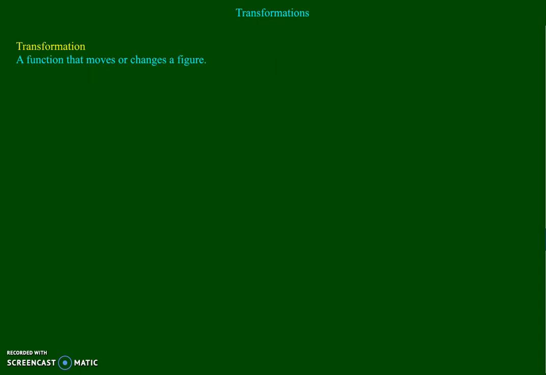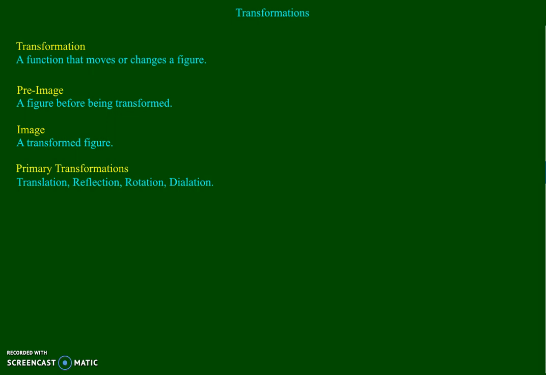The first term is going to be pre-image. A pre-image is simply the figure before it's been transformed. And that would lend itself nicely to the next term, which is image. And an image is the figure after it's been transformed. Again, I mentioned earlier that the primary transformations are translation, reflection, rotation, and dilation.